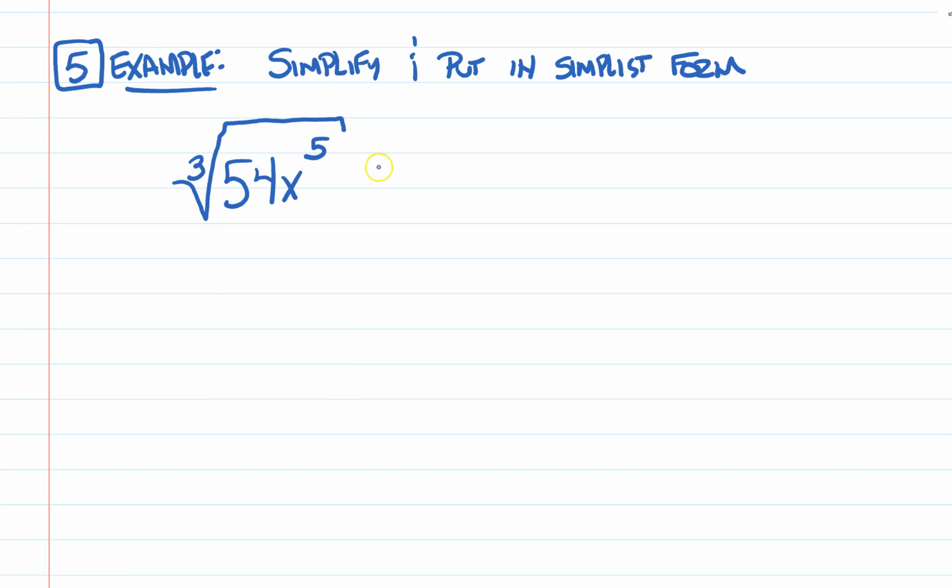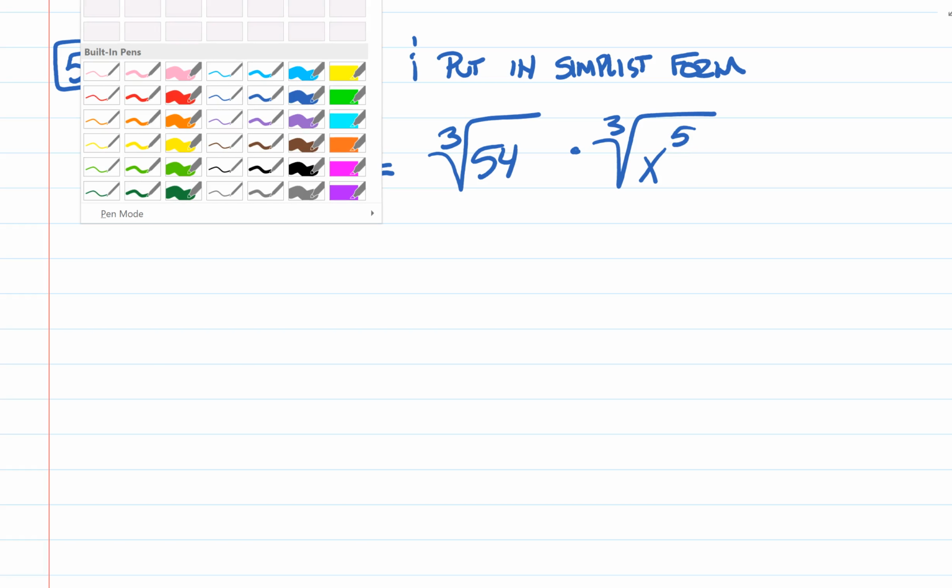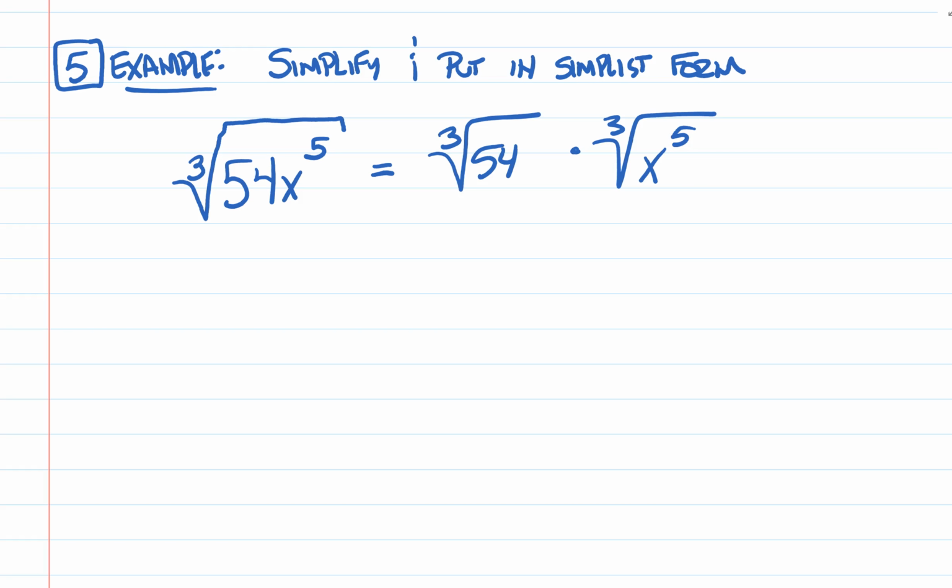Okay, so the first thing I want to do is break this up into the cube root of 54 multiplied by the cube root of x to the 5th. I'm going to deal with each of these separately. So first, I need to figure out how to break down the cube root of 54. A lot of students struggle with this, so here's what we're going to do. We're going to write down all the factors of 54.